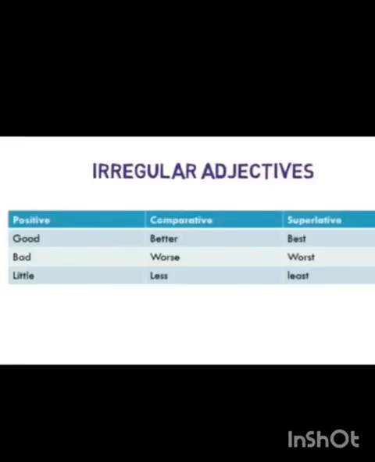Some degrees of comparison are irregular. They are not formed by adding ER or EST and more and most. For example, good, better, best; bad, worse, worst; little, less, least.